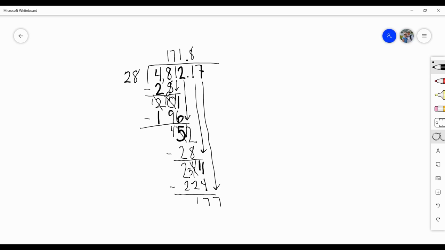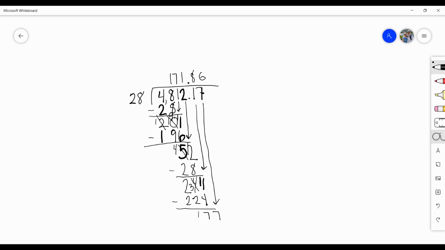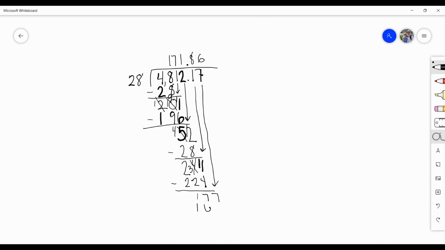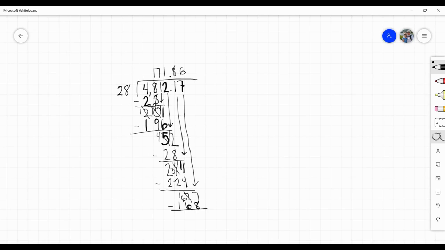Now I need to see how many times 28 can go into 177. That can go in 6 times. So now I multiply. 6 times 28 equals 168. And I write that down. Next step, subtract. I cannot take 8 away from 7, so I need to see if I can borrow from the next number. I can take 6 away from 7, so I can borrow from the 7. The 7 becomes a 6. I give a 10 to the 7, and now I have 17 minus 8, which is 9.